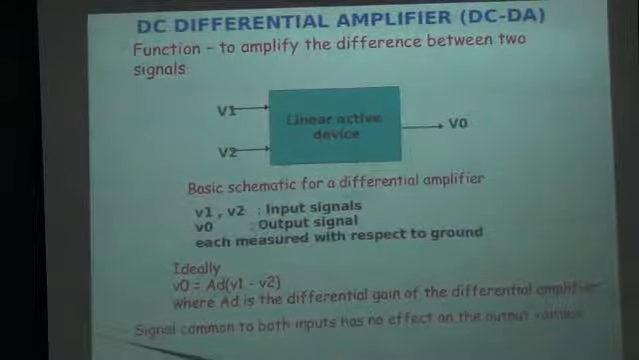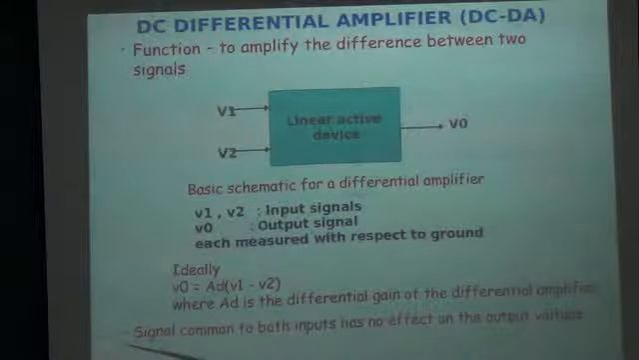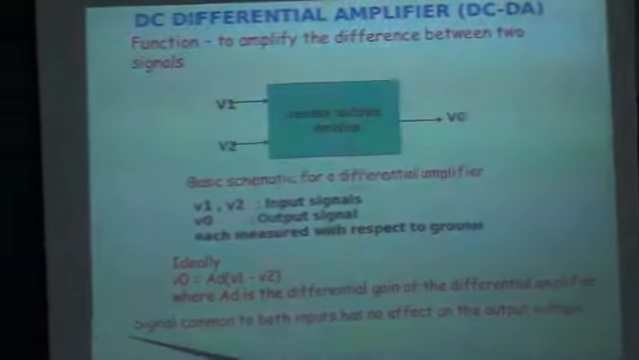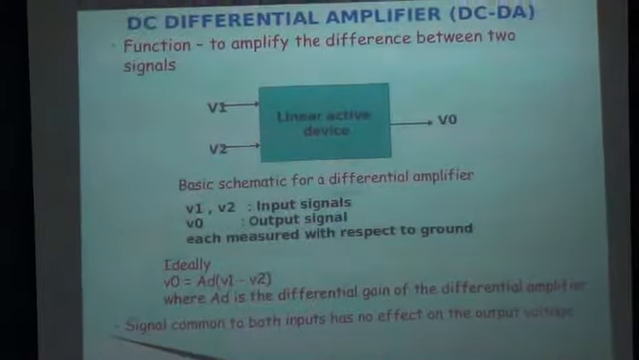Okay, the basic electronic circuit which is behind the operational amplifier is nothing but the DC differential amplifier. You must have read how a DC differential amplifier can be made by using two matched pair of transistors. So here V1 and V2 are the two input signals. We get the output VO. So VO is equal to AD into (V1 minus V2).